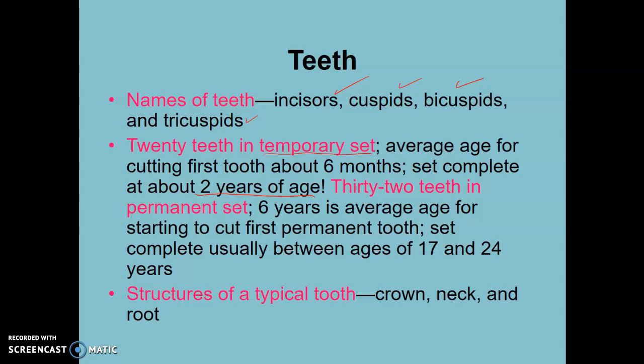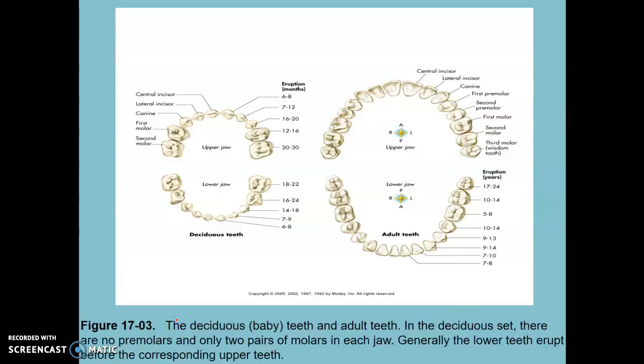As we get older, starting at about 6 years old, or maybe even 5, baby teeth start falling out and adult teeth start coming in, so that by the time we're 17 to 24 years old, depending on who you are, we end up with 32 teeth as our permanent teeth. Each tooth itself has a typical anatomical structure. It has a crown, a neck, and a root. So let's look at that.